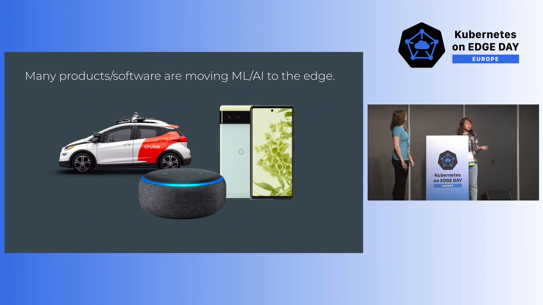So why is this important? We see today that a bunch of products and software are moving their ML to the edge. For example, here you see Cruise, the self-driving car, collecting a bunch of information using its sensors and cameras to figure out, am I driving in the lane correctly? Am I about to hit an obstacle? It collects all that information and does it locally. It stores it locally and then runs some inference on it to figure out what action it should do next. Similarly, you have the Amazon Echo, and that does the same thing. It collects input from the environment, whatever you're saying at the time in your home, and tries to figure out, should I do something with this information?